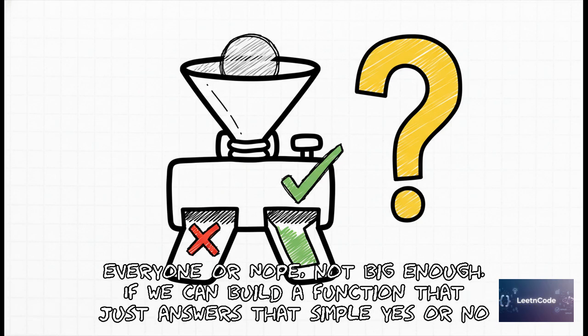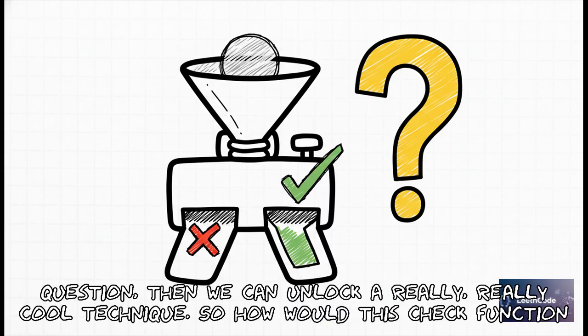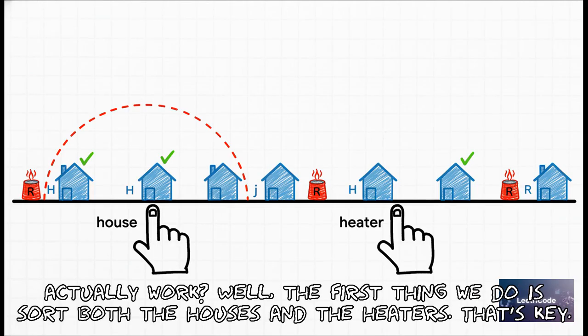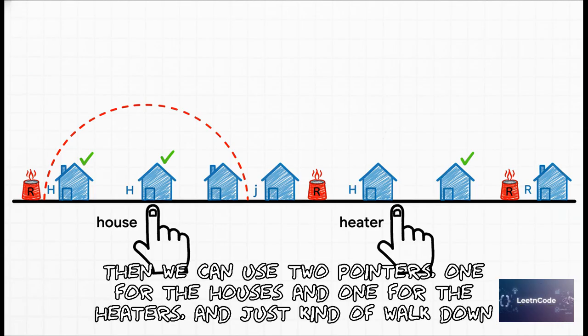If we can build a function that just answers that simple yes or no question, then we can unlock a really, really cool technique. So how would this check function actually work? Well, the first thing we do is sort both the houses and the heaters. That's key. Then we can use 2 pointers, one for the houses and one for the heaters, and just kind of walk down the number line.